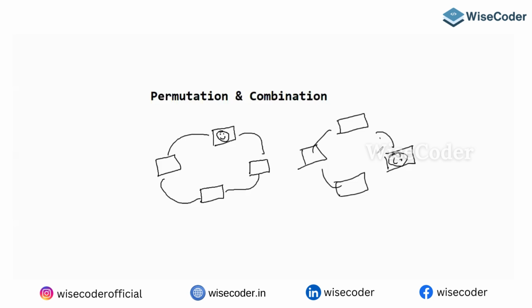So the second person can choose his position in how many ways? 3 ways. Okay, so the third person can choose how many ways? 2 ways. So the last person can choose how many ways? 1 way. So that means 1 into 3 into 2 into 1, that means 3 factorial. So the answer for this question is 3 factorial.